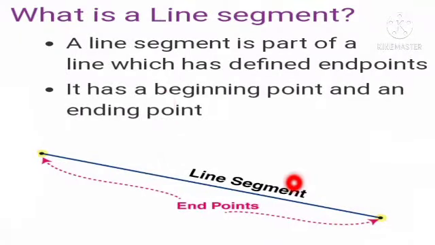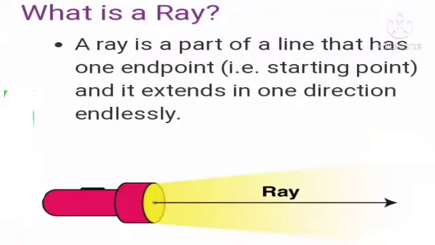What is a line segment? A line segment is a part of a line which has defined endpoints. It has 2 endpoints, one on each side. It has a beginning point and an ending point. What is a ray? A ray is a part of a line that has one endpoint, that is the starting point, and it extends in one direction endlessly. One endpoint, and on the other side it extends endlessly.